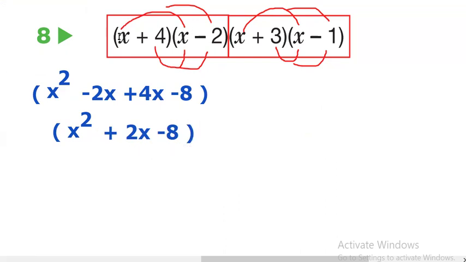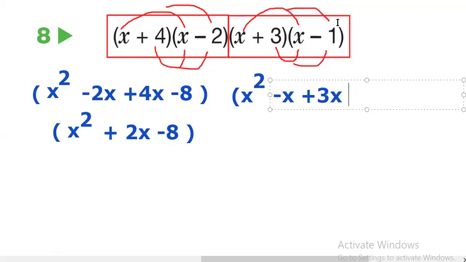Now we finished the first two. Now we come to the second two, same idea. Open a bracket. X times X is going to be X power of 2, or X squared, like this. And then X times negative 1 is going to be negative X, or negative 1X, like this. And then 3 times X is going to be positive 3X. 3 times negative 1 is going to be negative 3. And then close the bracket.